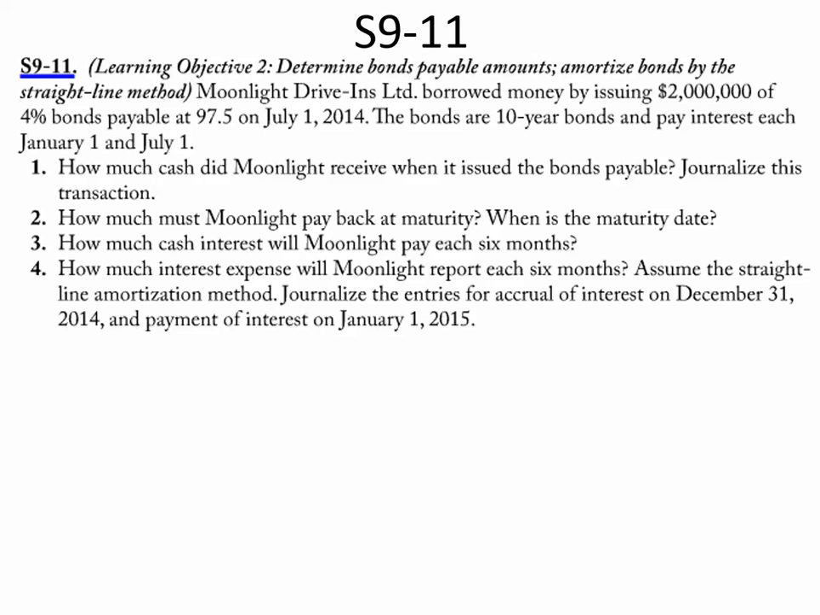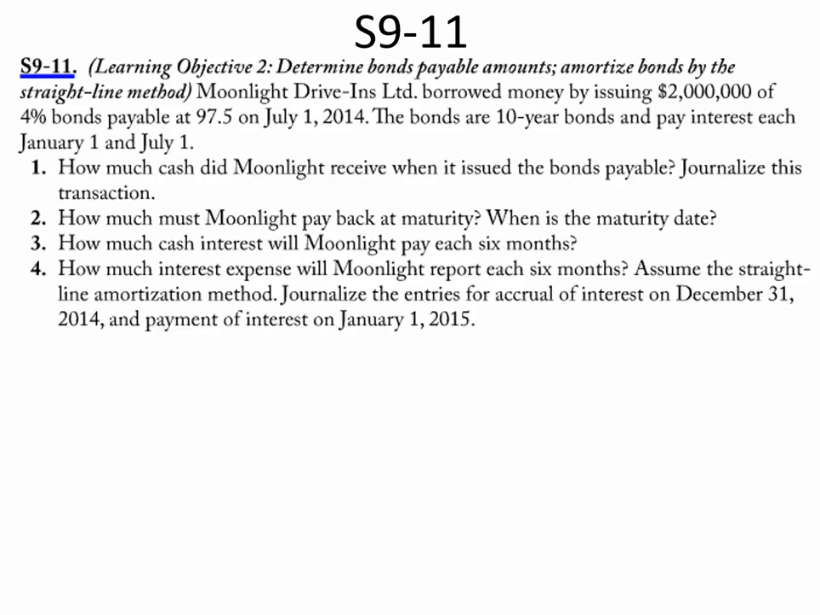Now just kind of dissecting what they're telling us there. The $2 million is the face value of those bonds. The 4% refers to the interest rate that is paid per year on those bonds. Those bonds pay interest twice a year, so basically they get half of that interest each 6 months. 97.5 is the price of the bond. So that's 97.5% of the 2 million is the price. When we say the bonds are 10-year bonds, that means they have to be paid back in 10 years.